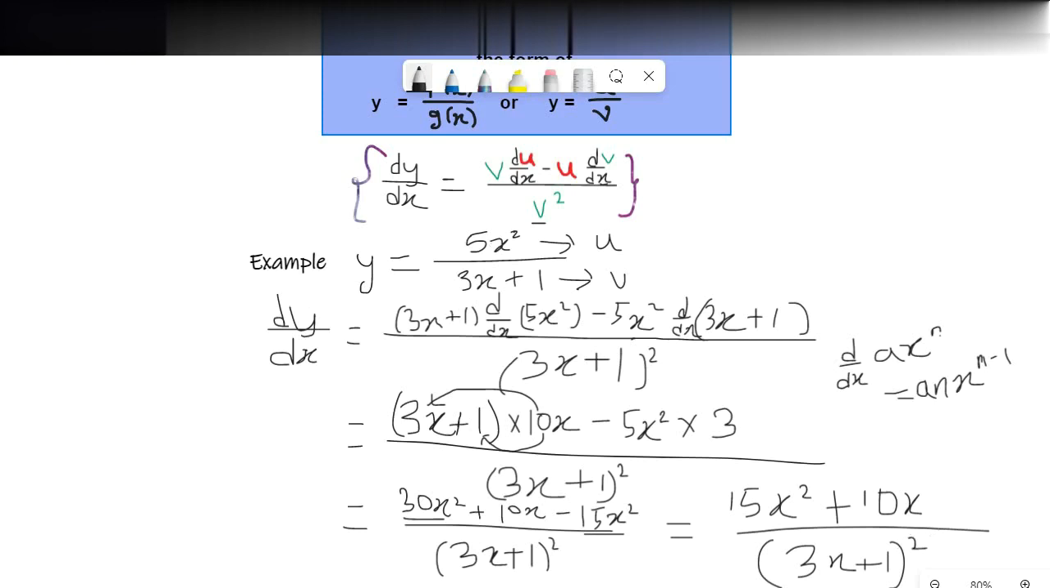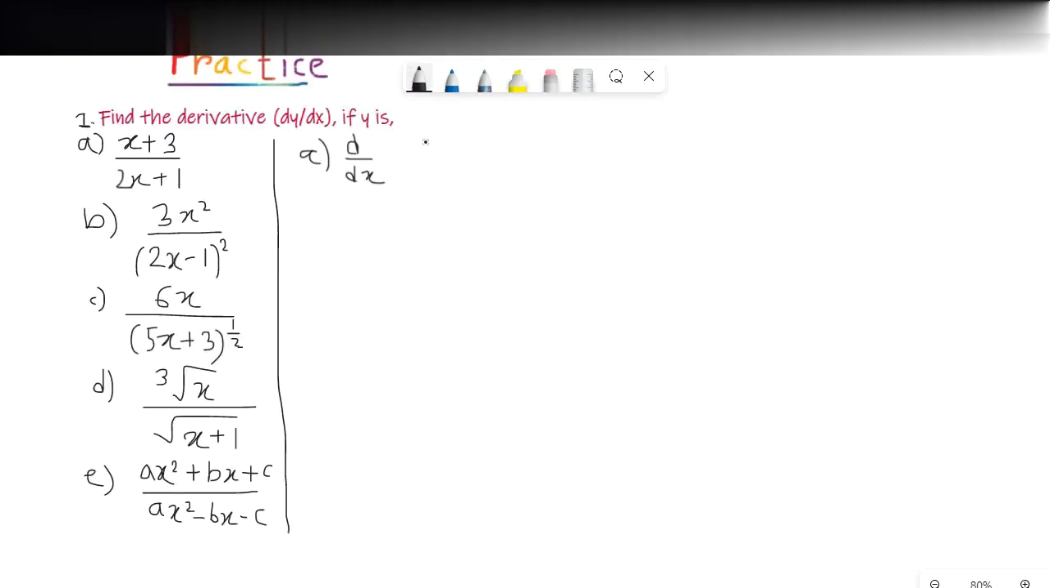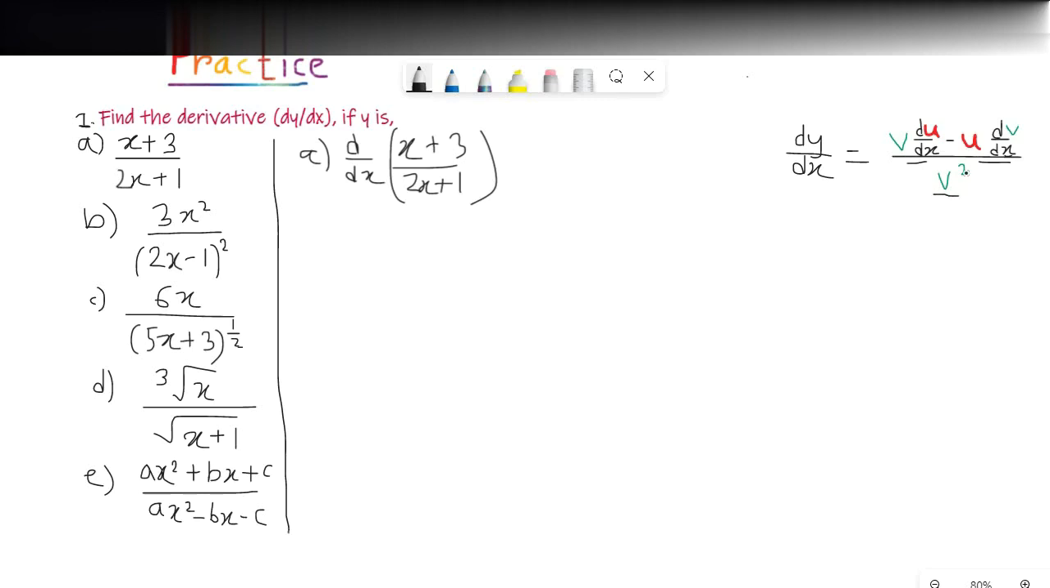Now let's move on to the main questions. So for number A, we have d/dx of x plus 3 divided by 2x plus 1. And if you remember the formula for the quotient rule, dy by dx is equal to v multiplied by du by dx minus u multiplied by dv by dx and the whole divided by v squared. So this will be our u and this will be our v.